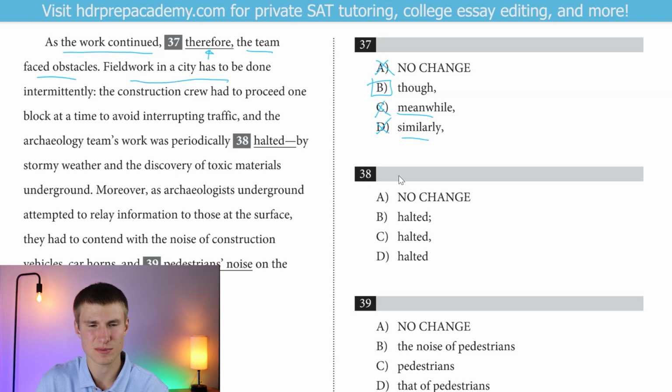So field work in a city has to be done intermittently. The construction crew had to proceed one block at a time to avoid interrupting traffic, and the archaeologist team's work was periodically halted by stormy weather and the discovery of toxic materials underground. Keep in mind, we don't need to have any punctuation there, okay? We would just use answer choice D as our correct answer, right? It was periodically halted by stormy weather. No need for any punctuation there, okay?